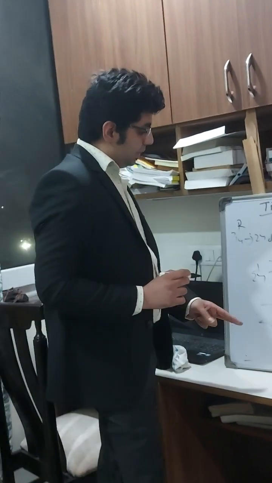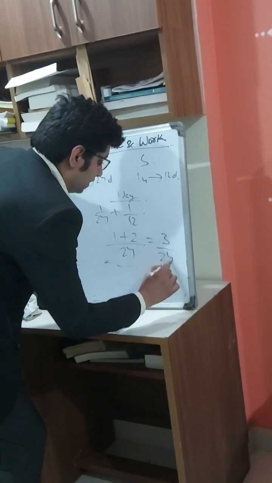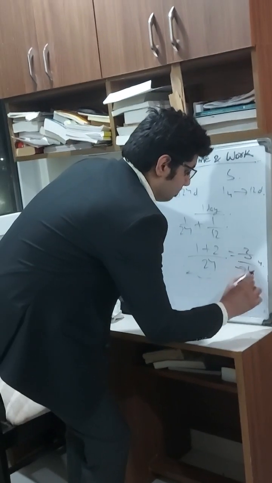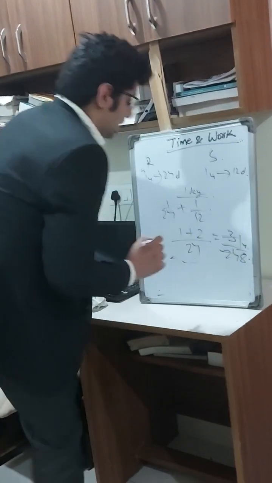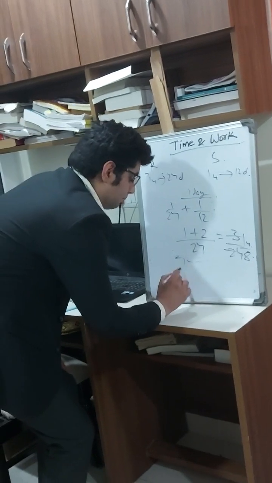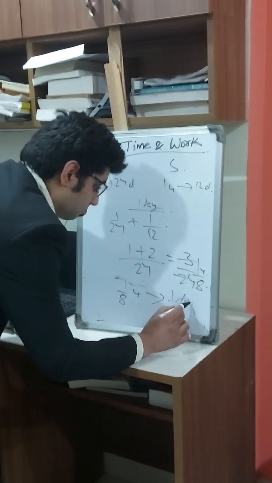So 24, how many times is 24? 1 time, and 1 multiplied by 1 is 1, plus 2. So it comes out to be 3/24 unit. So that is 1/8. So both of them together are doing 1/8 unit in 1 day.